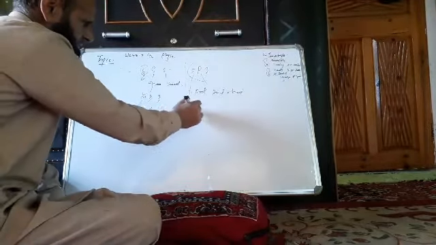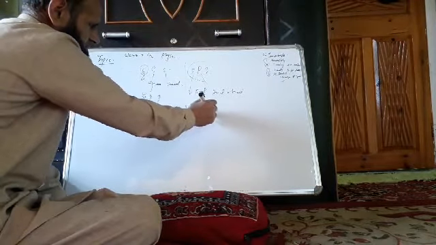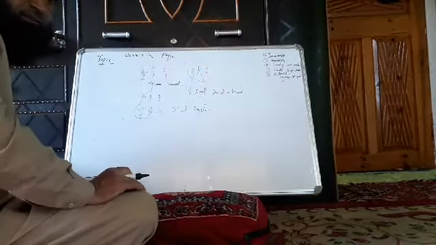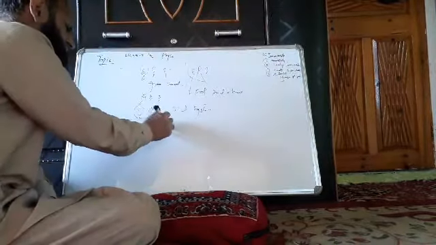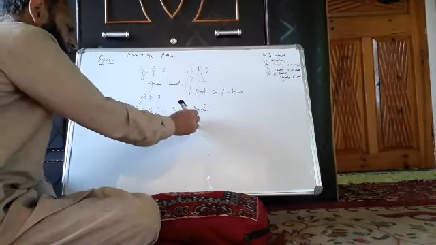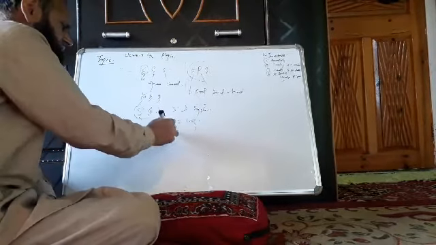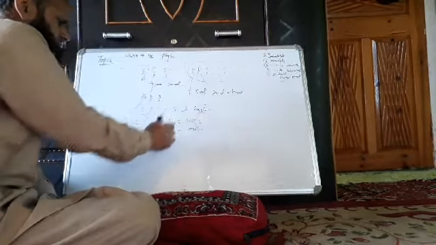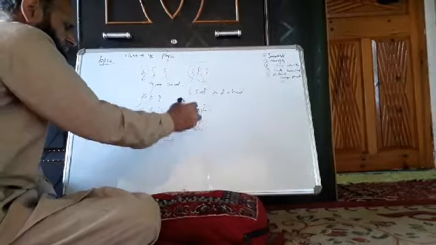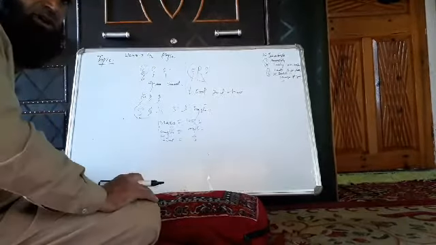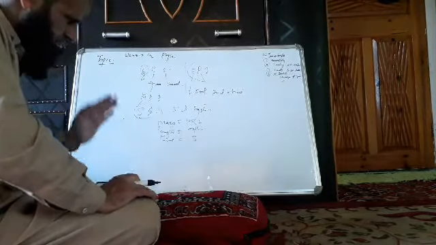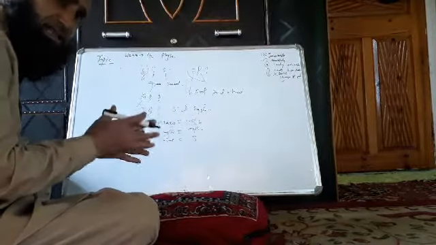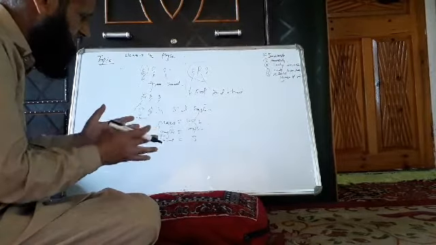In the SI system of units, for mass we have kilogram, for length we have meter, and for time we have second.